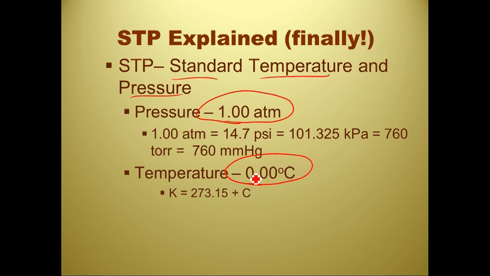Please memorize that. That way, if I give you a problem that says that it's at STP, you know it's 1 atmosphere and 0 degrees Celsius. These two bullets here, don't bother memorizing. You just have to know how to use it.